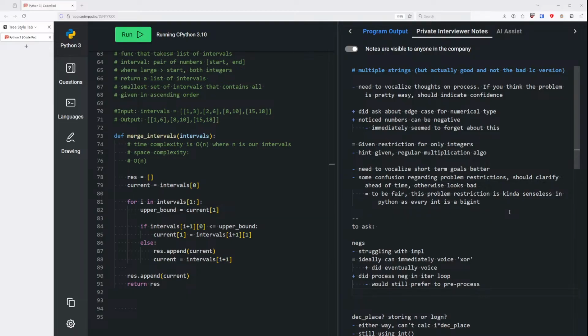Otherwise, it's a balance between getting good technical skill and getting good interview strategy. So don't just focus on one. You have to keep them roughly balanced. That's all.